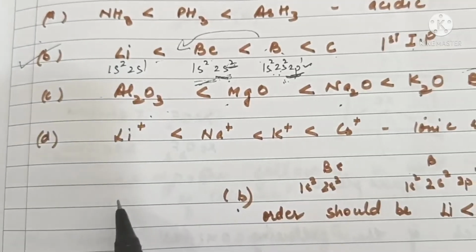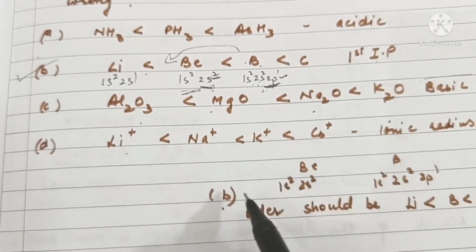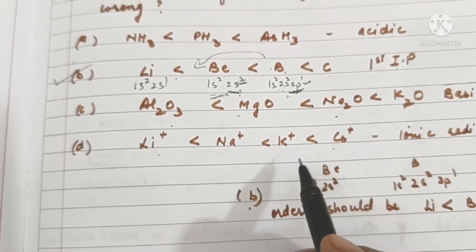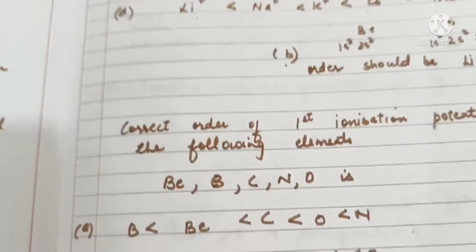This is correct. And the size of ions increases down the group, so this order is also correct. Only this one is wrong. Option B is the correct answer.